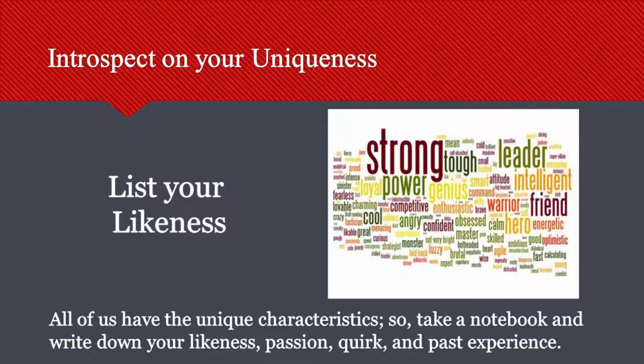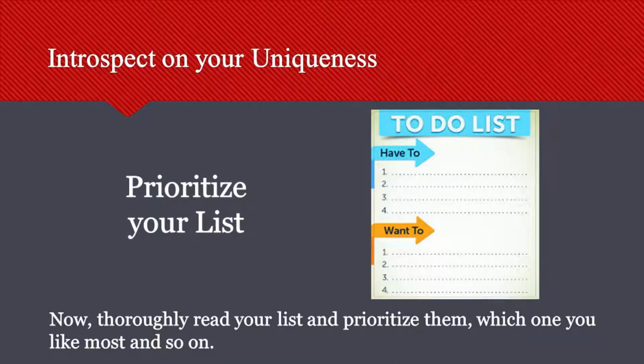Introspect on your uniqueness. List your likeness. All of us have unique characteristics, so take a notebook and write down your likeness, passion, quirk, and past experience. Prioritize your list. Now, thoroughly read your list and prioritize them, which one you like most and so on.